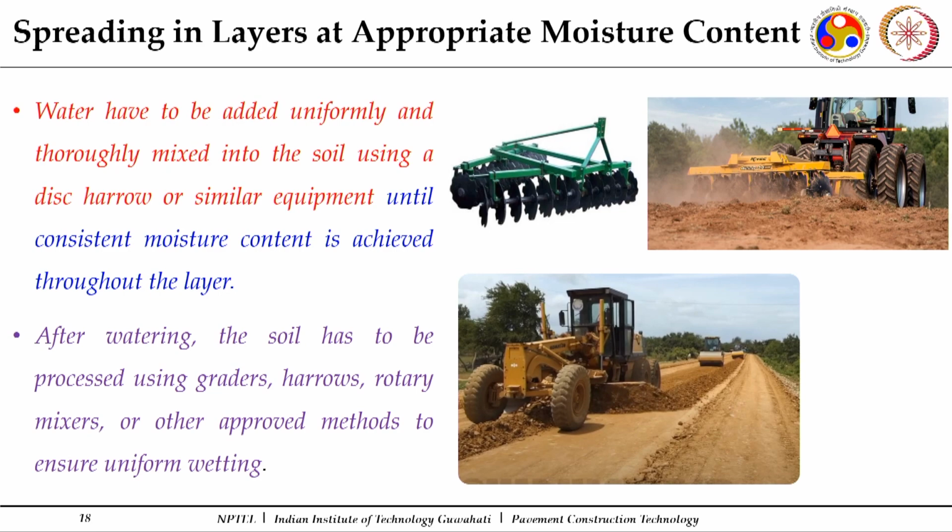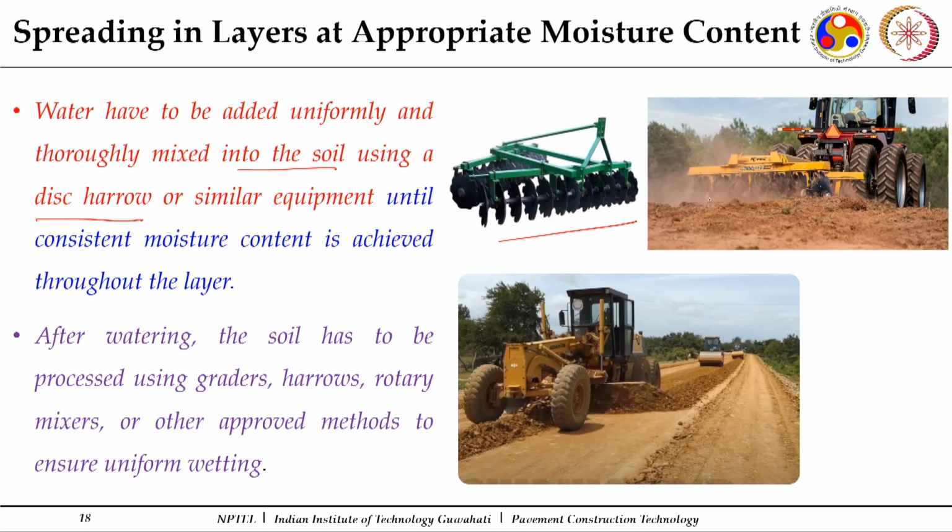And as I mentioned, once the water has been added, we can mix it with the help of grader blades, or it can be mixed using disc harrows, which are quite often used specifically when you are mixing soil. Once you have spread the water, disc harrows can be used. That gives a uniform mixing, and then with the help of the graders, you again put up the soil to the required cross slopes.